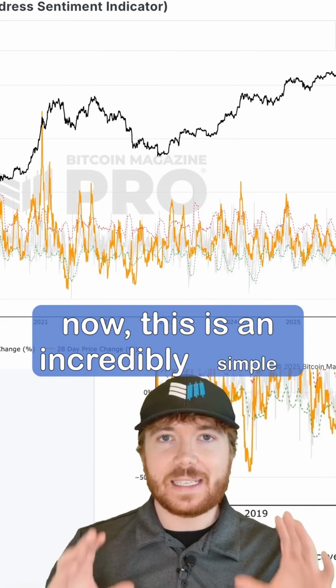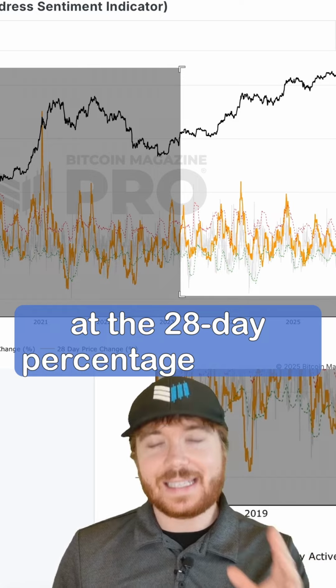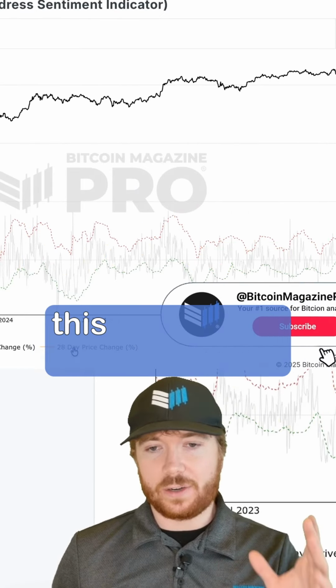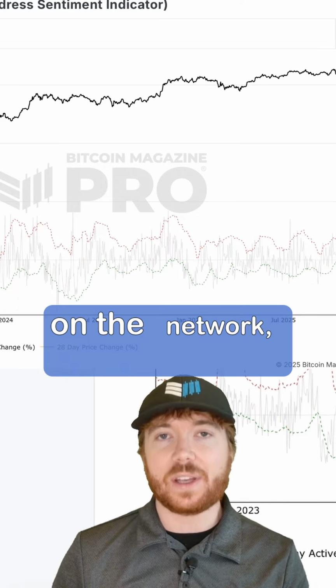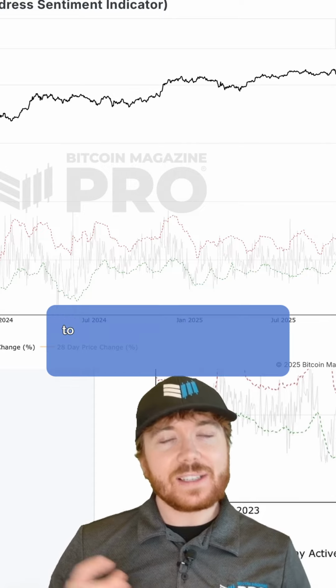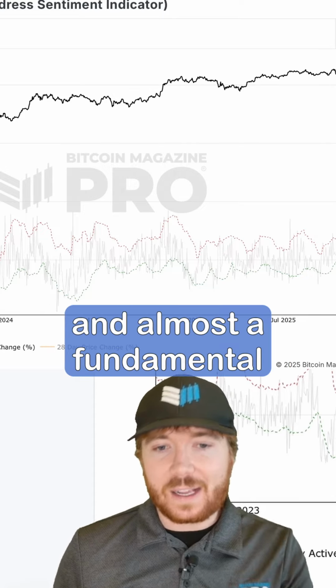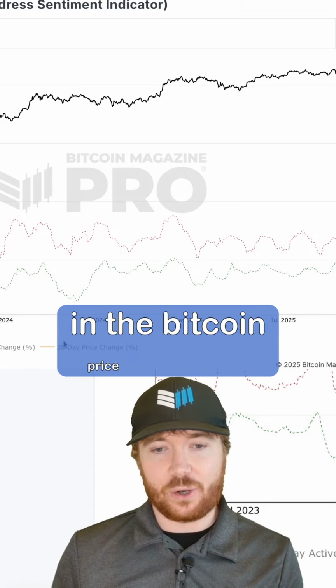Now, this is an incredibly simple indicator. It looks a little bit complicated, but all it is doing is looking at the 28-day percentage change in the underlying price of Bitcoin, this orange line here, and then the 28-day active addresses on the network, the percentage change in that, to check the network utilization and almost a fundamental valuation to back up price increases or decreases in the Bitcoin price action.